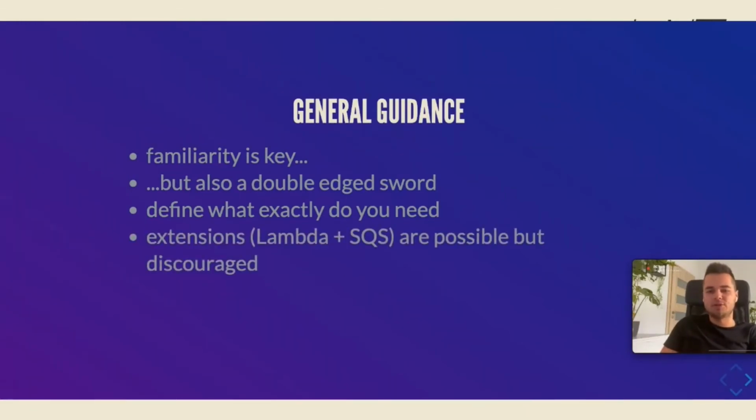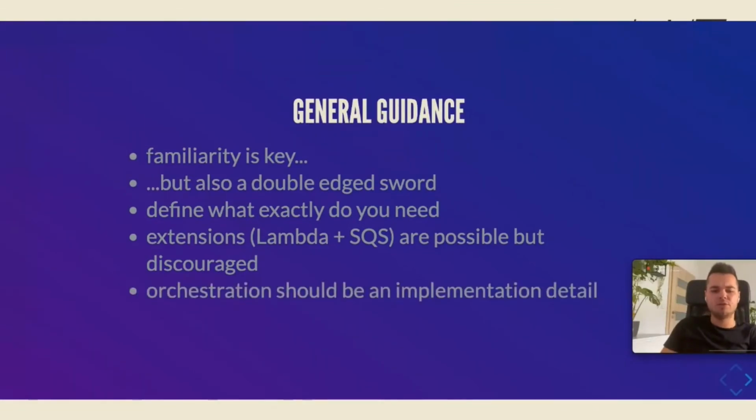Extensions are possible because you can always pause the workflow, send a message to SQS and wait until something resumes your execution. And you can always invoke Lambdas, and Lambdas can hold arbitrary code. So it's possible to extend the functionalities however you need.